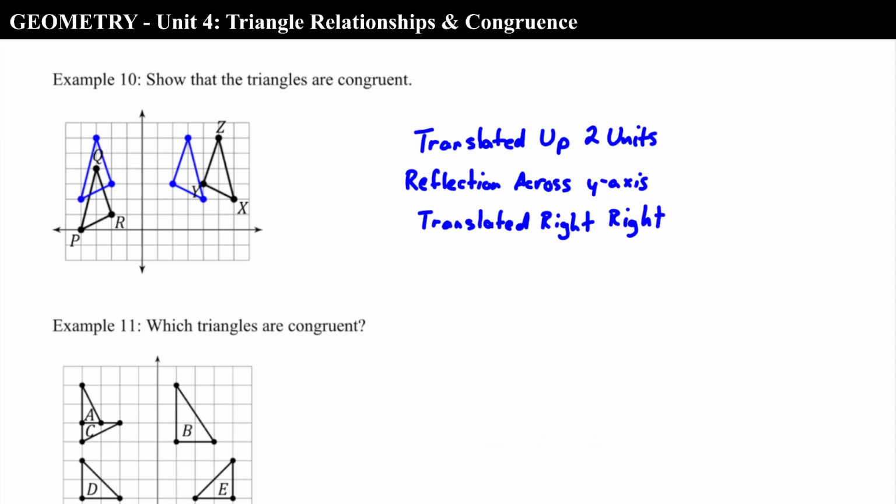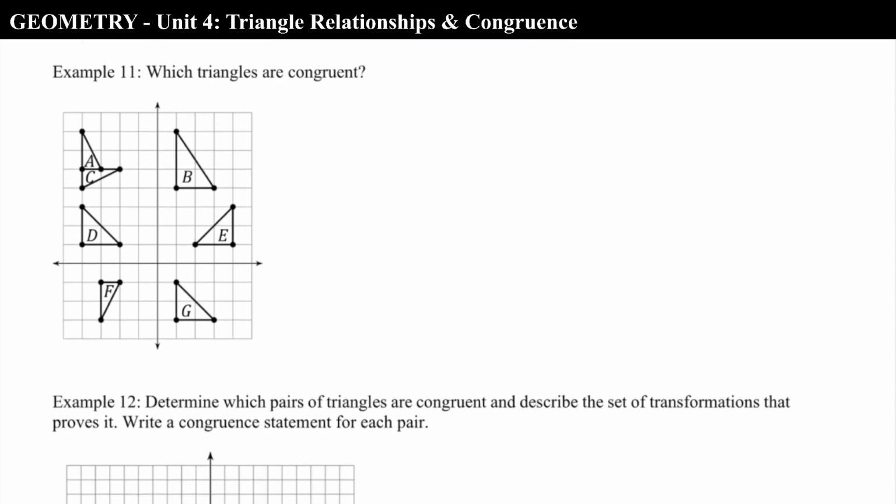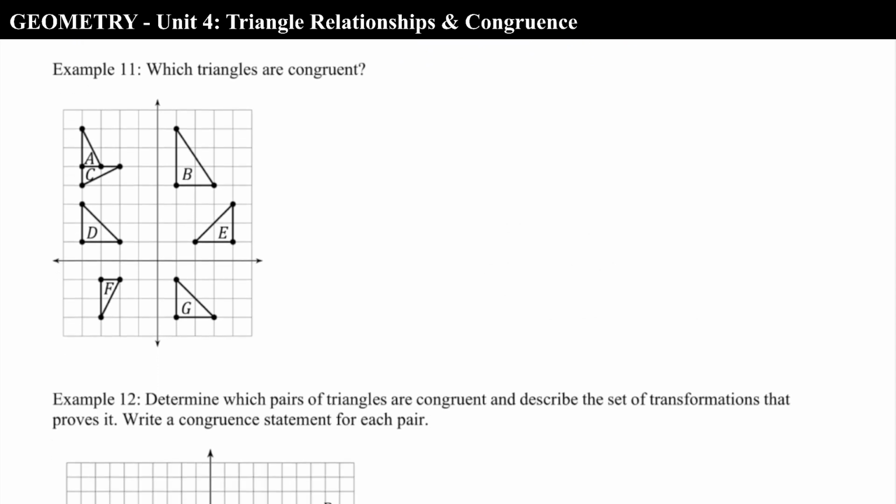In example 11, which triangles are congruent? So again, we're going to pick out which ones preserve the same size and shape. Well, these are not that difficult to determine. You can see A, C, and F all have the same size and shape. So triangle A is congruent to triangle C, which is also congruent to triangle F. So that takes care of those 3.